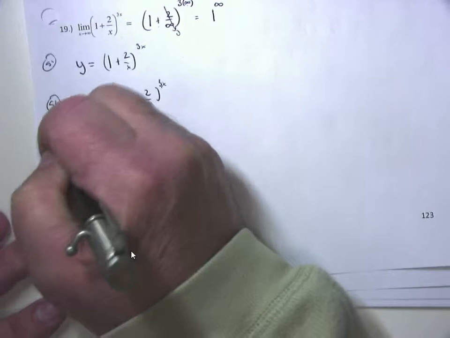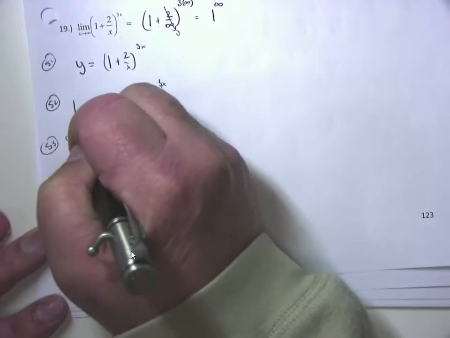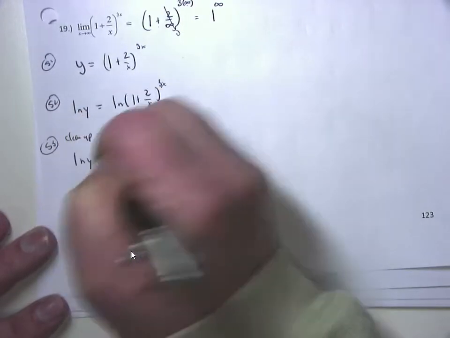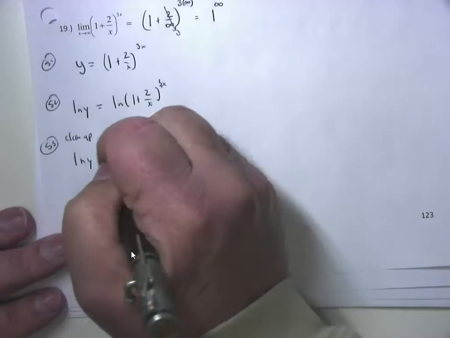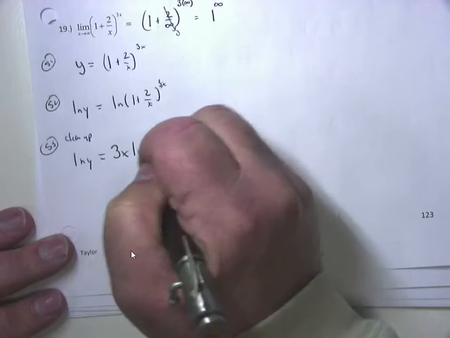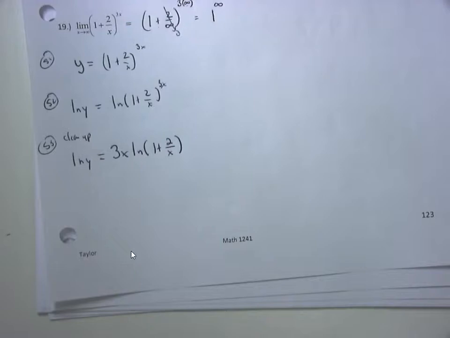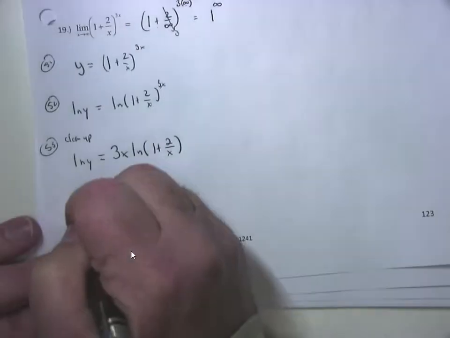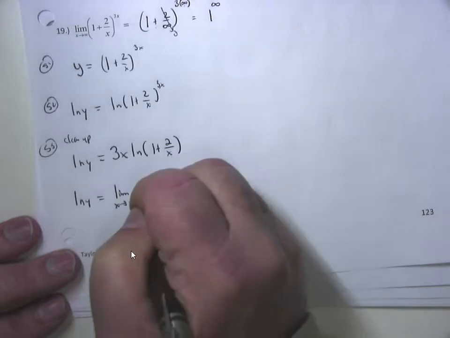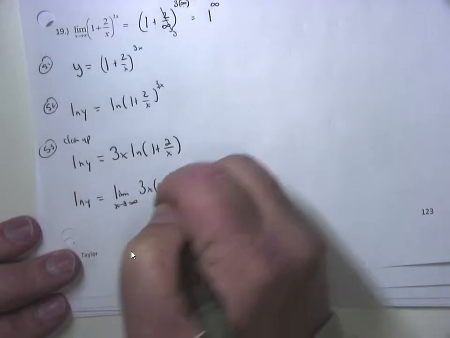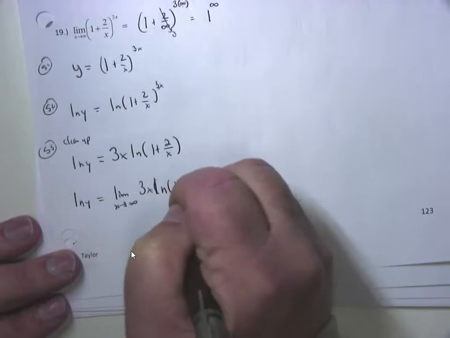Step number 3, you clean it up. So you get the natural log of y is equal to, what's the natural log of 1 plus 2 divided by x raised to the 3x? Where do exponents get to go? Out front. So this is 3x times the natural log of 1 plus 2 over x. Now, let's redo the problem. You got the natural log of y equals the limit as x approaches infinity of 3x times the natural log of 1 plus 2 over x.